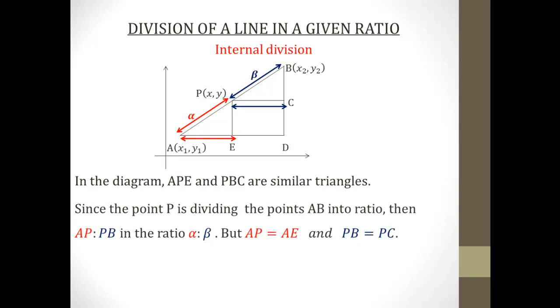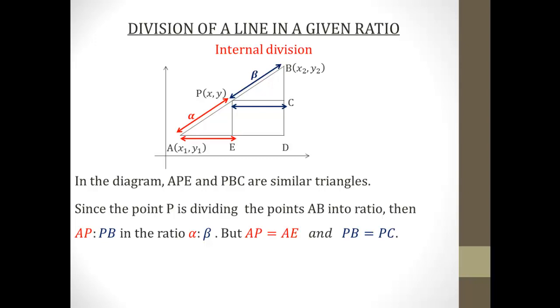Since the point P is dividing AB on the line in a given ratio, this is how you write it: AP is to PB, because we are dealing with ratio. What does it mean? It means that anywhere you see AP, you are going to replace it with alpha, because from A to P is alpha and from P to B is beta. That is why I used red for AP and alpha, and blue for PB and beta.